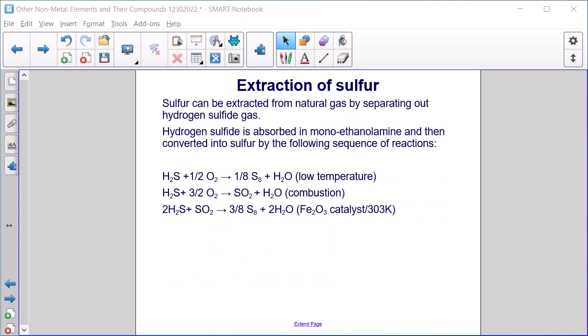Sulfur can be extracted from natural gas by separating out hydrogen sulfide gas. Hydrogen sulfide is absorbed in monoethanolamine and then converted into sulfur by the following reactions. You can see the reaction of the hydrogen sulfide with oxygen or SO2 to extract the sulfur.